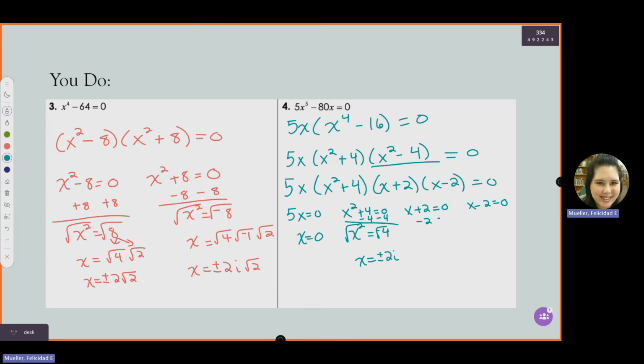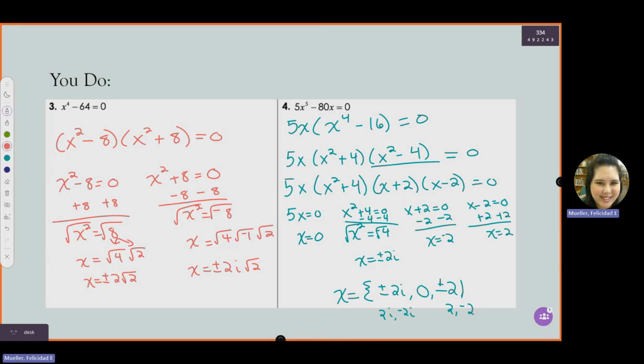Over here, x plus 2 equals 0, so x equals -2, and here x equals 2. I just realized I didn't finish writing on the previous one, so we'll do it. So x is going to be the set of plus or minus 2i, 0, -2, and 2. I could actually write this as plus or minus 2 if I wanted, like this. Or you can break it up into 2i, -2i, and then 2 and -2, depending on how they want you to write your answers.